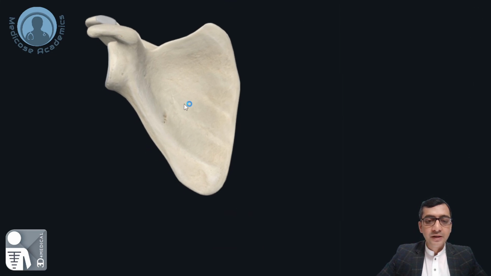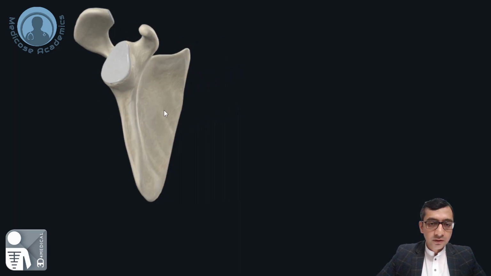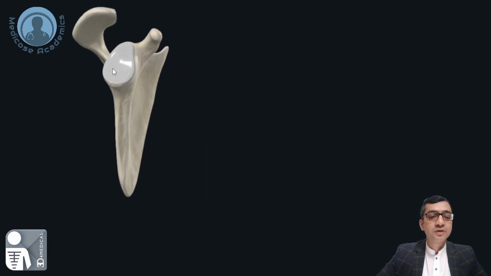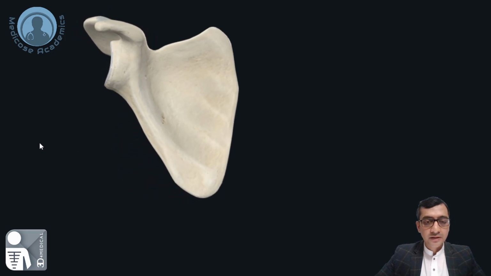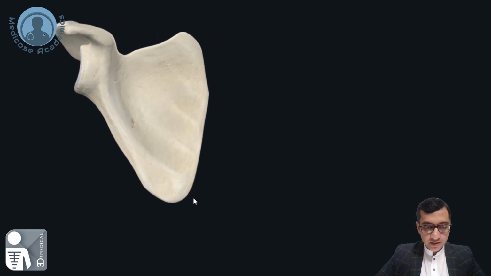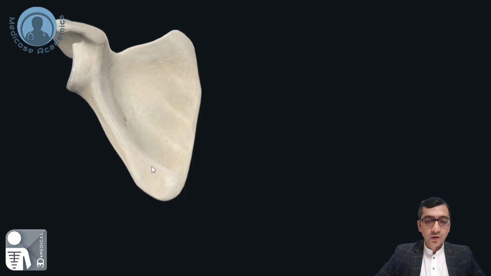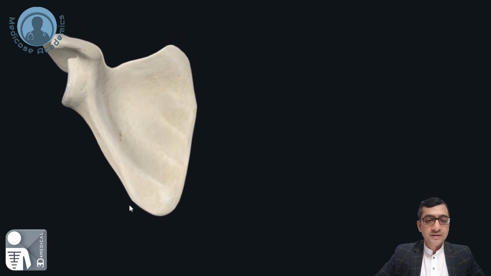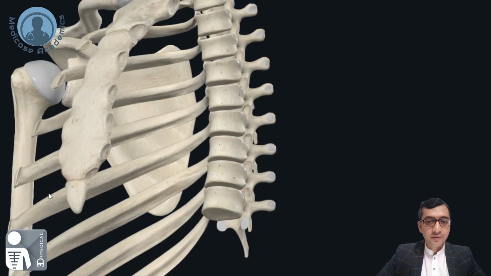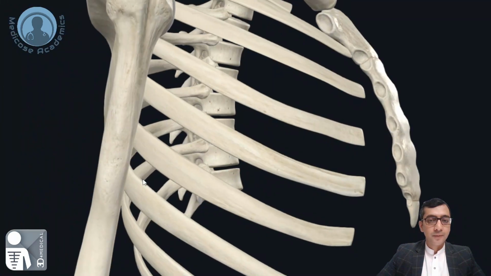Now we are left with medial and lateral. This whole cavity that forms the shoulder joint, that is the lateral one, that is the glenoid cavity, that is the lateral end. This whole margin is the medial end. So if we take all these things into account, you can see that this is the bone of the right side, as the humerus will be attached here. So this will be the right scapula.